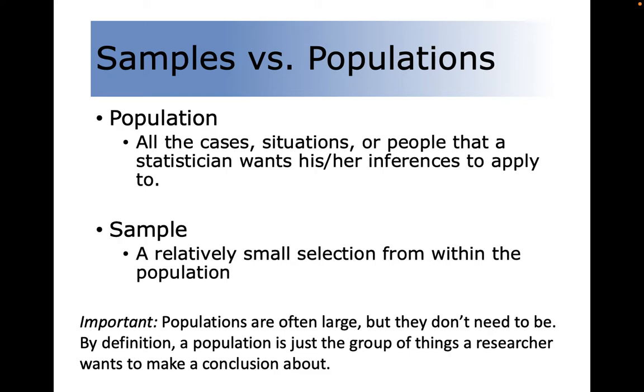Why do we need samples? Mostly because it's impossible to study an entire population. Populations are often very large. For example, a population could be all people in the world, or all US citizens, etc., in which case it is simply impractical to study every single person in the population of interest.